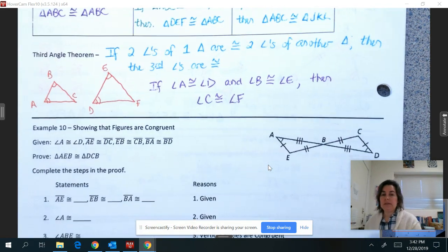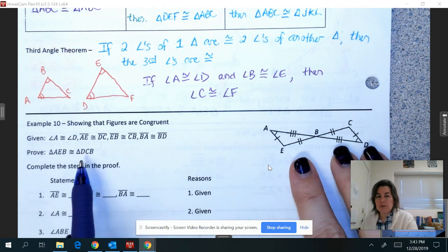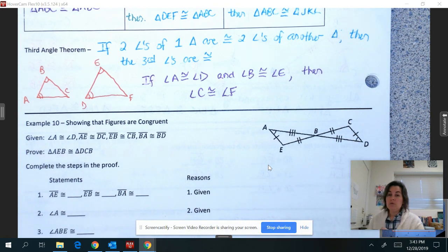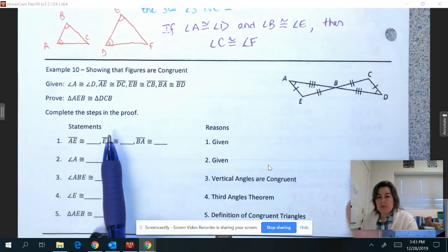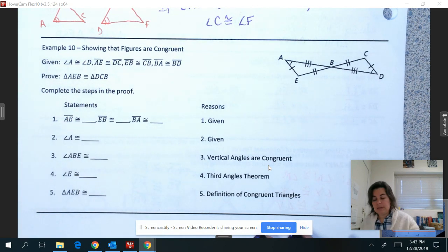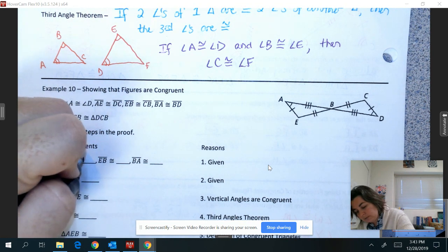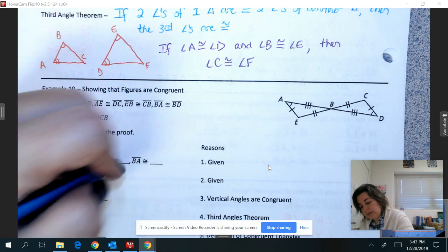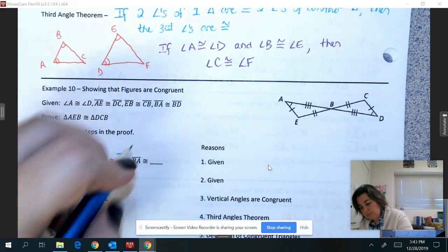Okay, so in this next example, we're going to do a fill-in-the-blank proof. We want to prove that the two triangles are congruent. So we need to show that each of the corresponding parts is congruent to a part in the other triangle. So they gave us a bunch of these parts in the given information. So for the first step, this is from the given, we need to fill in the blank. So looking at the given information, AE is here, it's congruent to DC. So we're going to put DC in here. EB is right here, it's congruent to CB, and BA is congruent to BD.